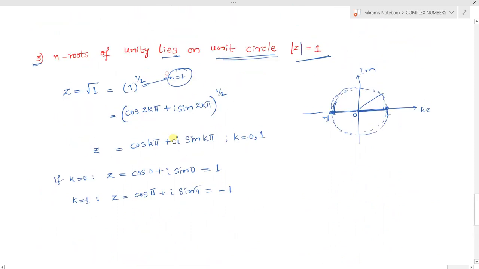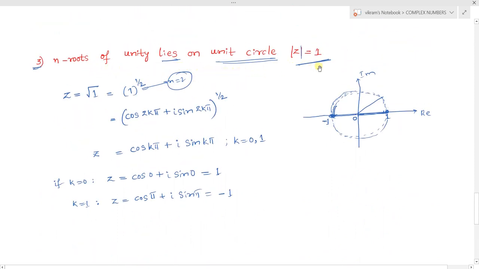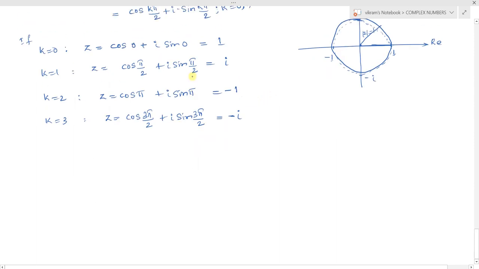The third point is that the n roots of unity lie on the unit circle. In this lecture we discussed the nth root of unity, which has n roots: 1, alpha, alpha square, and so on, up to alpha power n minus 1. In place of alpha you can also use omega, not a problem, where alpha equals e power i times 2 pi by n. Every root differs from the next by 2 pi by n.